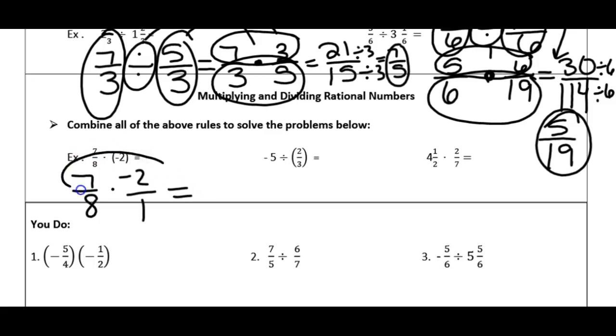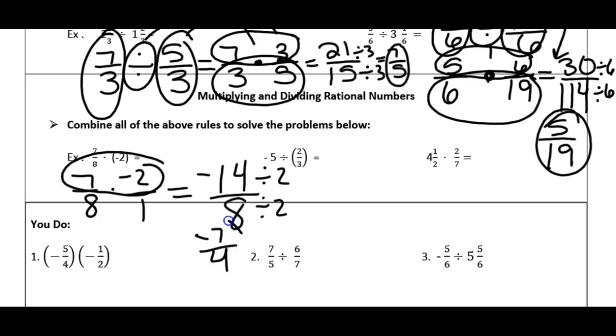And so then I can just multiply straight across. 7 times a -2 would be a -14. Because remember, a positive times a negative gives you a negative answer. And then 8 times 1 is 8. Now I have to think about, is there something that will go into both of those? And for sure there is, because they're both even. So I can divide them both by 2. And that gives me -7/4. And that cannot be reduced.